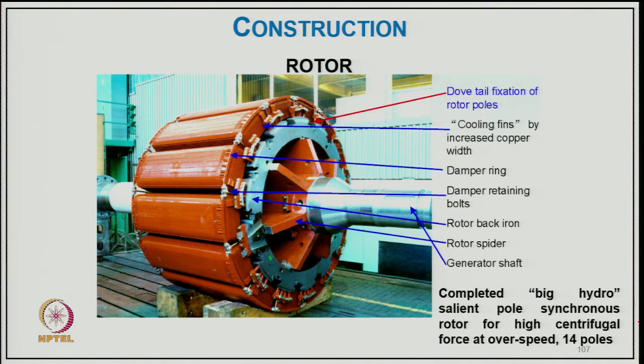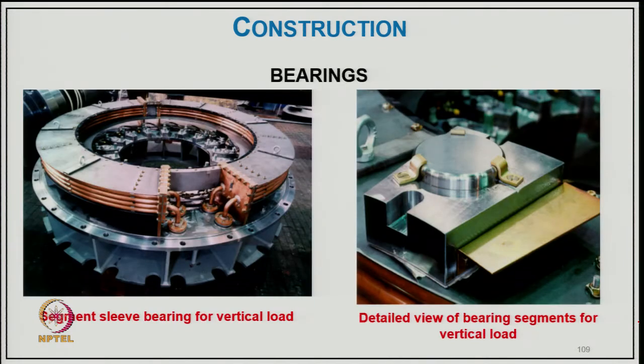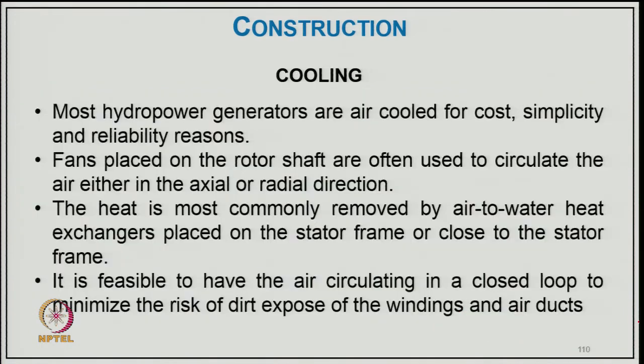And this is typically how the rotor looks now. So the shell and pole rotor, the fixation of rotor poles, the completed big hydro shell and pole synchronous rotor for high centrifugal force at over speed of 14 poles, and then the complete assembled rotor, and then the segmental sleeve bearing for vertical load and dovetail bearing segment on vertical.